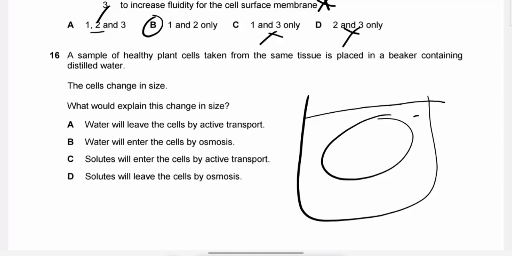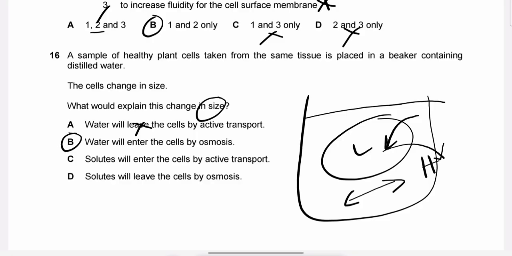we're going to have water getting into the cell via osmosis, down the water potential gradient from high water potential to low water potential, and that explains the change in size because the cell will increase in size. So A is saying water will leave the cells, which is wrong. If water leaves the cells, then the size will decrease. So then B saying water will enter the cells by osmosis. I'll go with B.